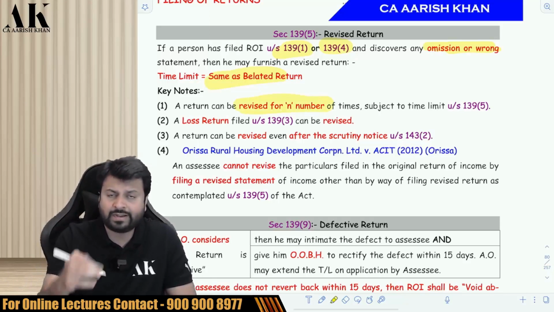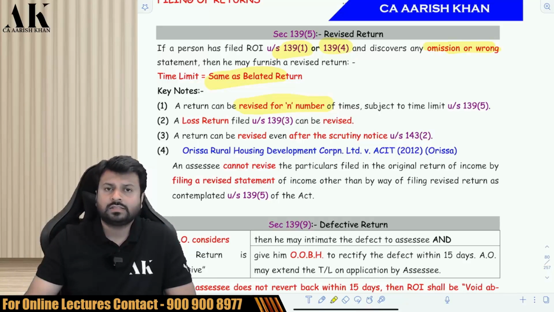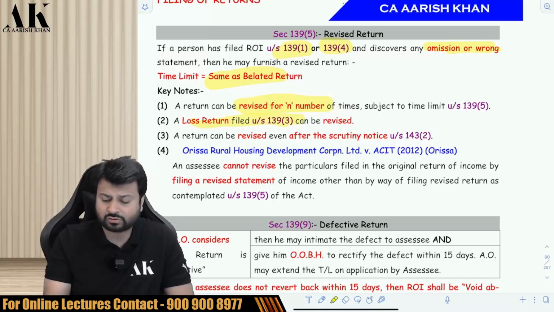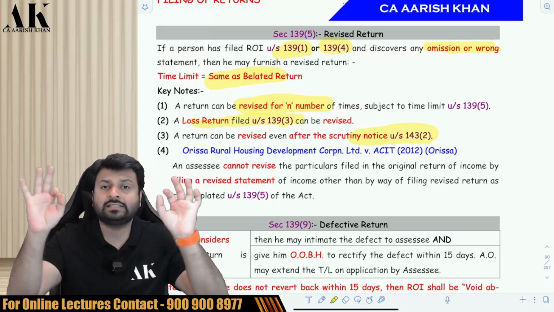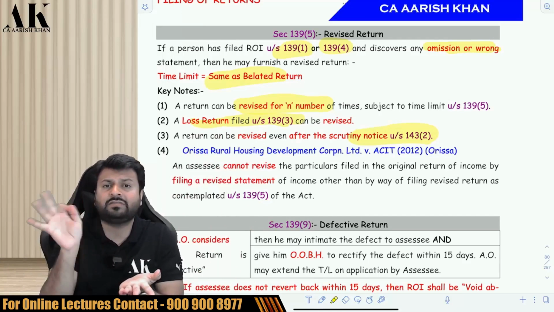You can revise a return for n number of times. There is no restriction. Sir, can I revise a loss return also? Yes, you can revise a loss return also. Can I revise a return after receiving the scrutiny notice also? Yes, why not? You can revise a return by 31st December or before completion of assessment.